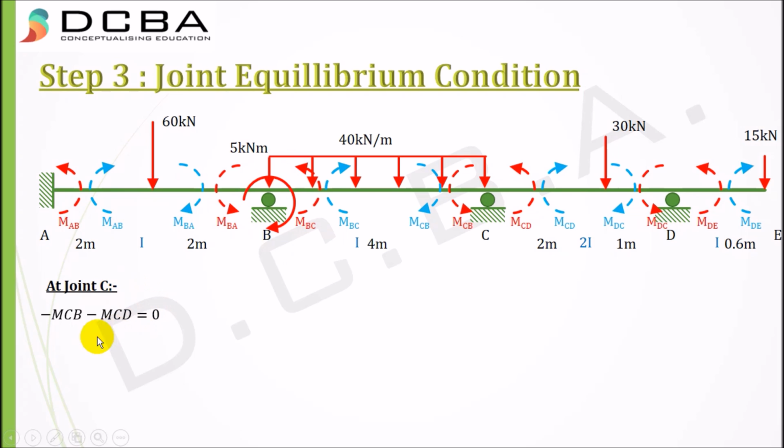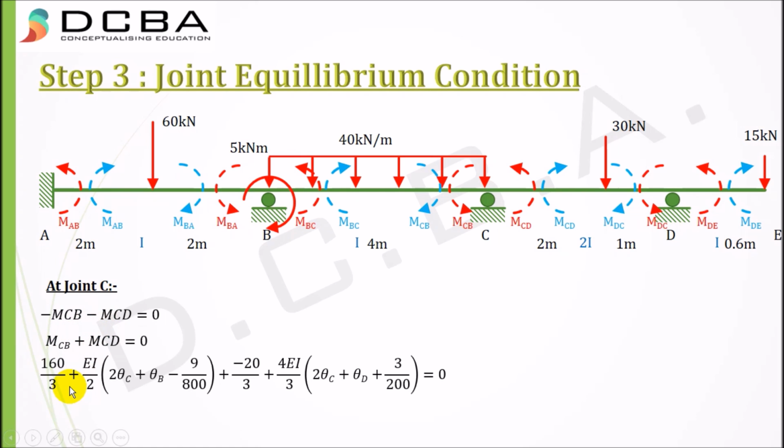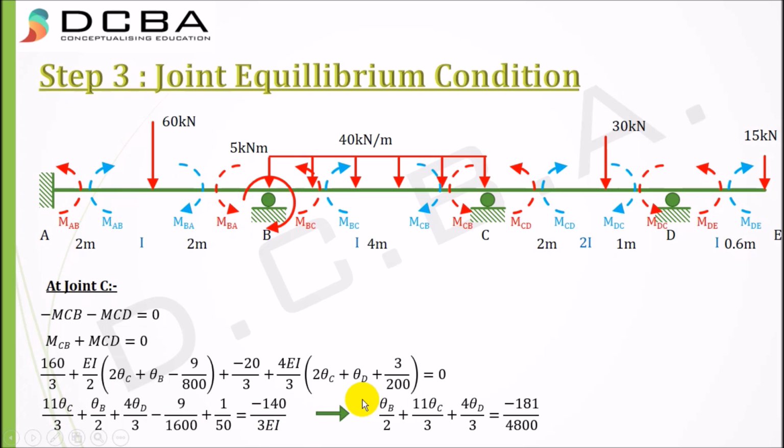And again substituting these values or these equations, we get 160 by 3 plus EI by 2 into 2 theta c plus theta b minus 9 by 800 plus minus 20 by 3 plus 4 EI by 3 into 2 theta c plus theta d plus 3 by 200 equal to 0. Simplifying this again, I get this equation in theta c, theta b and theta d, and EI I have taken on the right hand side. Again simplifying this further, we get theta b by 2 plus 11 theta c by 3 plus 4 theta d by 3 equal to minus 181 by 4800. I'll write this as equation number 2.